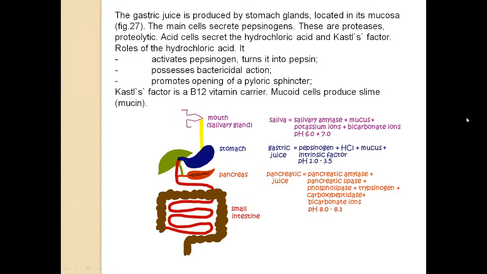It activates pepsinogen, turning it into pepsin. Next, it possesses bactericidal action, and promotes opening of the pyloric sphincter. Castle's factor is a vitamin B12 carrier. Mucoid cells produce slime, mucin.